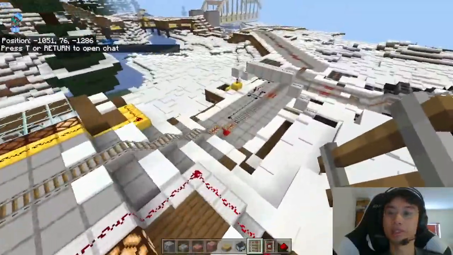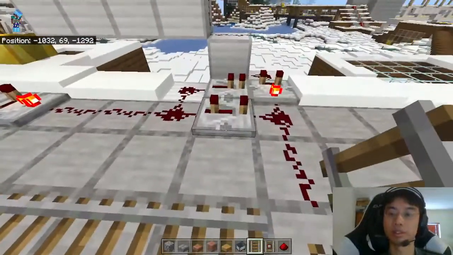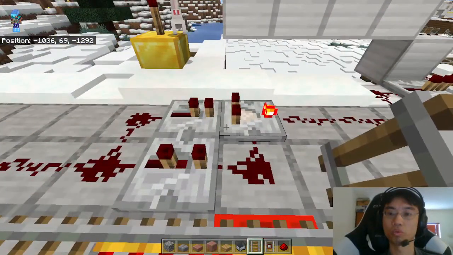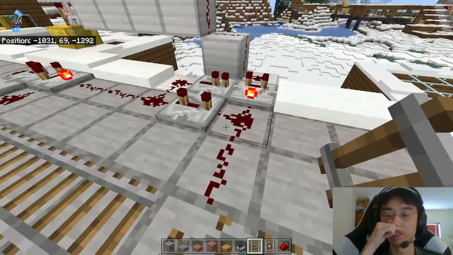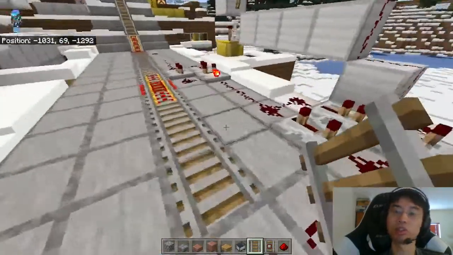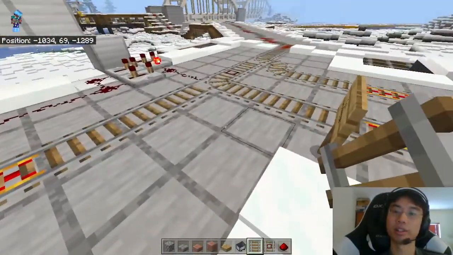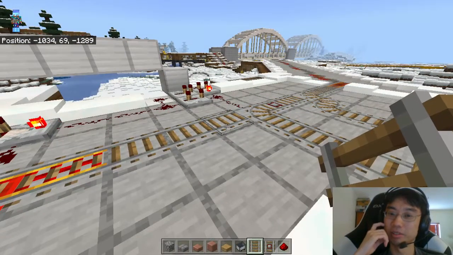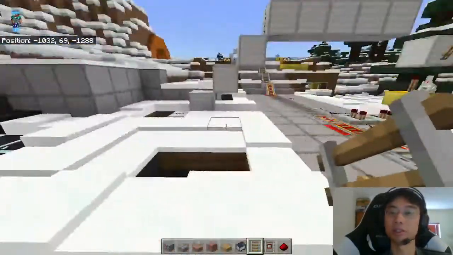So it was this. As far as I can tell, this is identical. This circuitry is identical to all the other ones. But the speed of this is not identical somehow. I don't know what's going on.